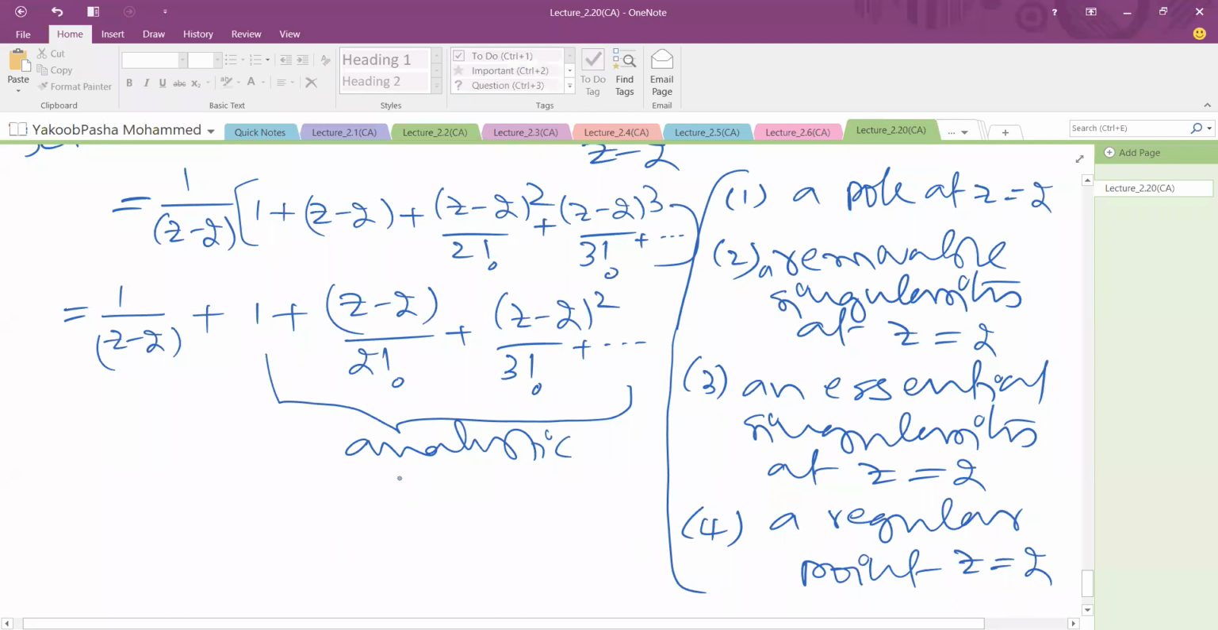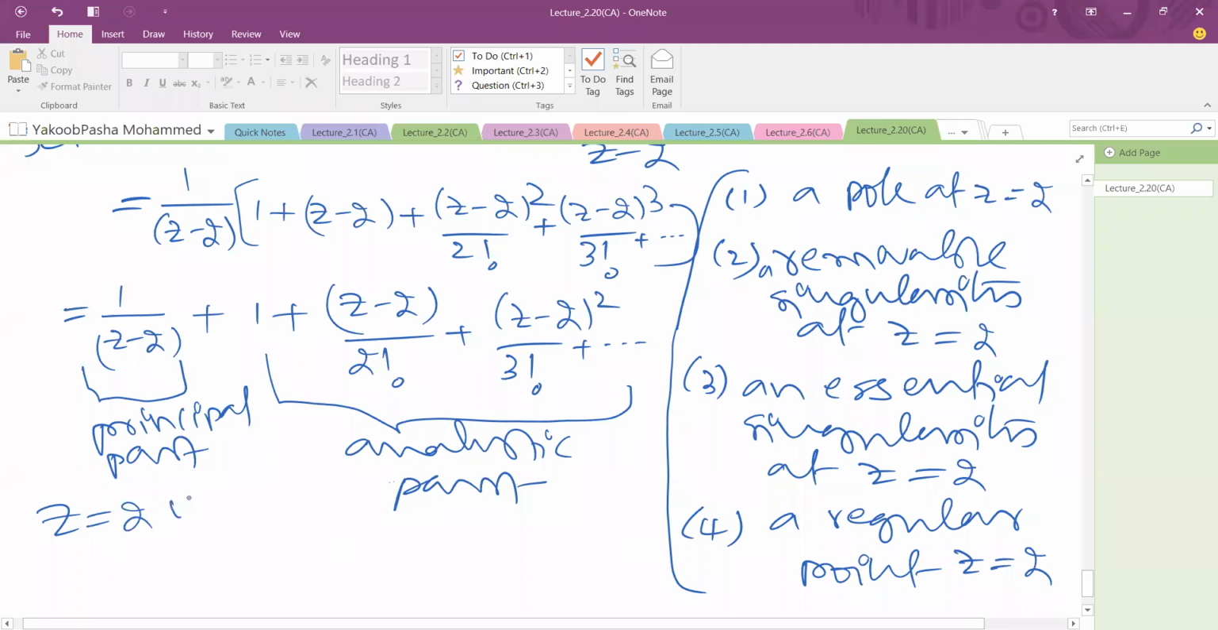Analytic part means z is equal to 2 is not singular. The first term is the principal part, and the function is not analytic at z is equal to 2. That means z is equal to 2 is a simple pole. So we have to observe the conditions.